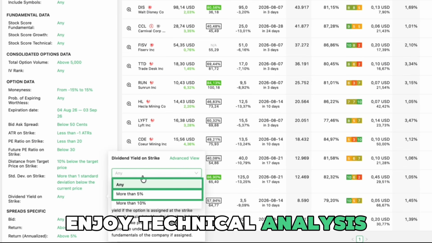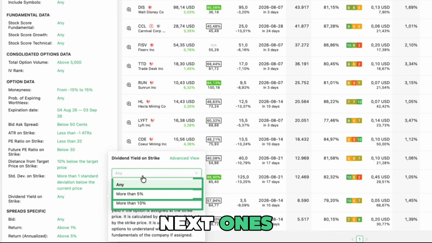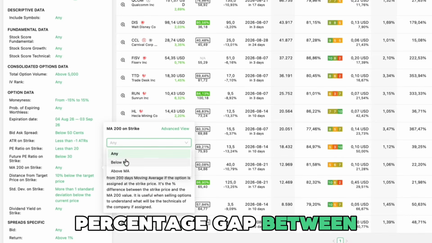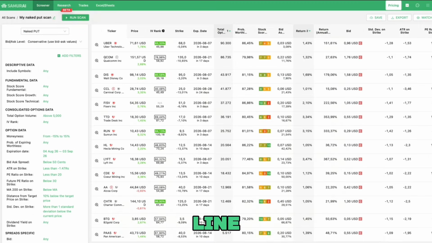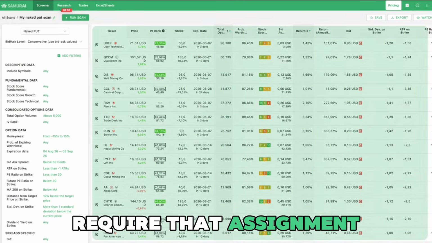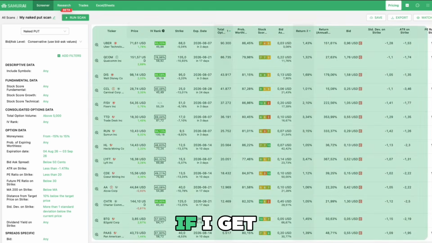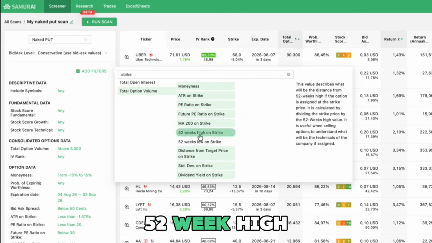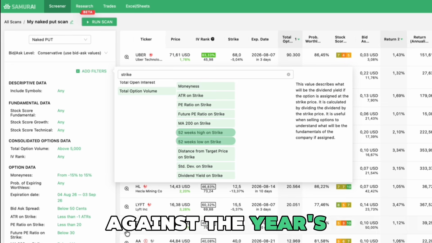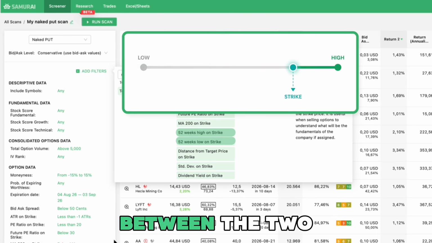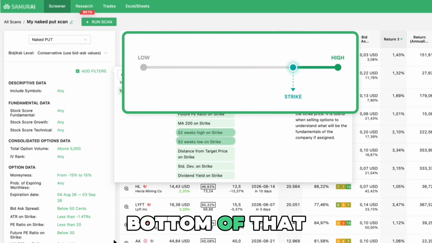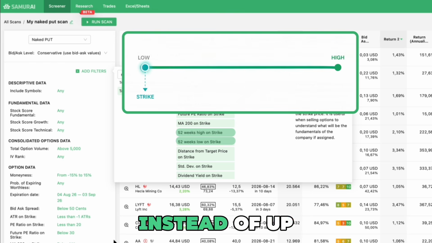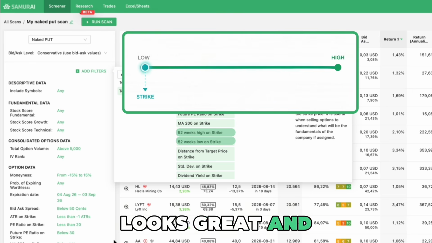And if you enjoy technical analysis, I think you'll particularly like the next ones. The 200-day moving average on strike gives you the percentage gap between your strike and the standard long-term trend line. So I can require that assignment only ever happens below trend. If I get the stock, I get it at a discount to its own long-term average. 52-week high and low on strike do the same against the year's range. Where does my strike actually sit between the two extremes? Screen near the bottom of that range, and you're systematically selling puts at levels the stock has bounced from before, instead of up near the highs, where the premium looks great and the entry doesn't.